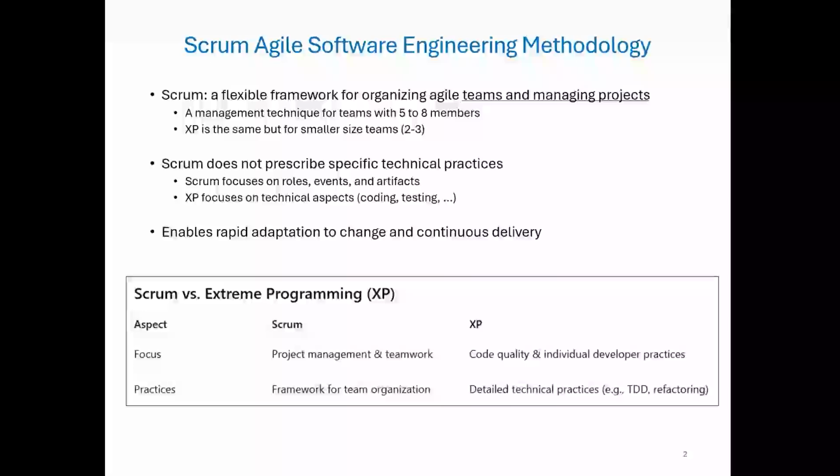It's particularly useful for teams that are cross-functional and self-organizing, and work in short iterative cycles called sprints. XP shares many values with Scrum, but it is typically applied to smaller teams of 2 or 3 developers. It focuses much more on technical excellence, such as coding practices, automated testing, and continuous integration.